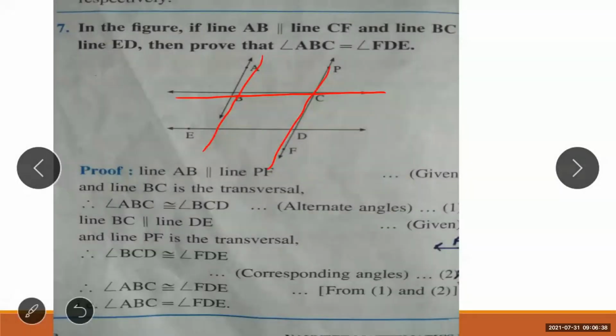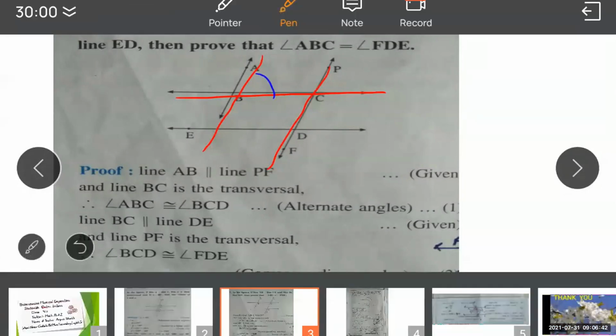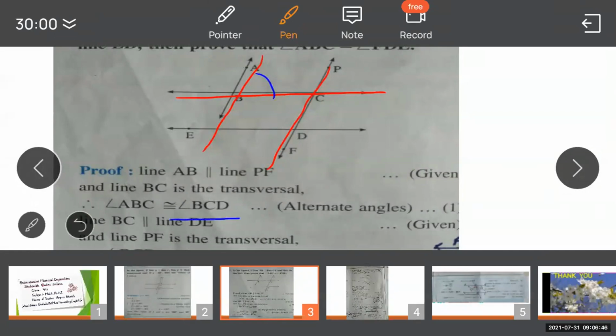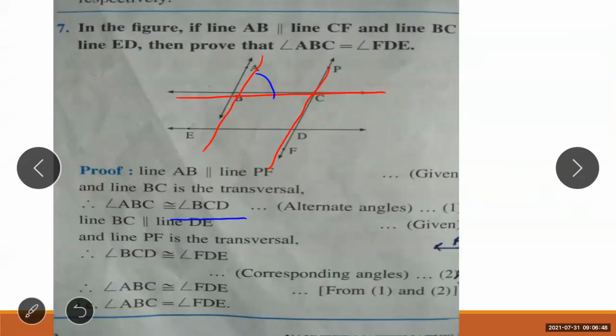Now angle ABC is congruent with angle BCD. Angle BCD is here. So you can easily see here, this is the pair of alternate angles. The symbol Z forms here. So alternate angles.